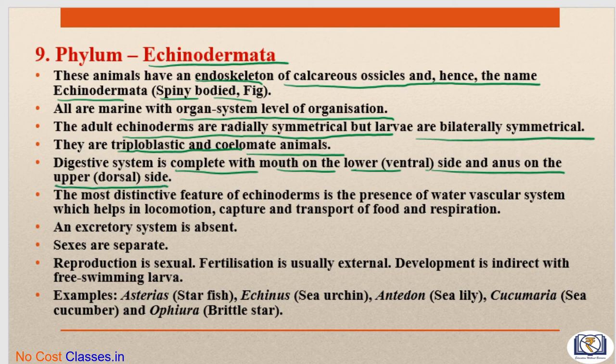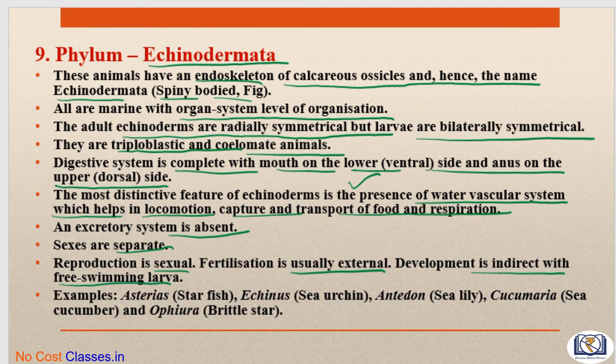Remember this. The most distinct feature of the echinoderms is the presence of the water vascular system, which helps in locomotion, capture and transport of food and respiration. They're really, really very important. This is specific for the echinoderms. An excretory system that's absent. Sexes are separate and reproduction is sexual. Fertilization usually external. The development is indirect with free swimming larva.